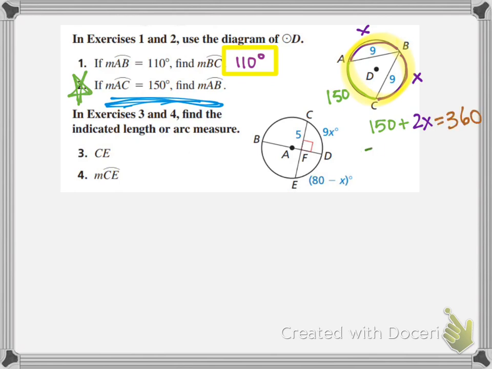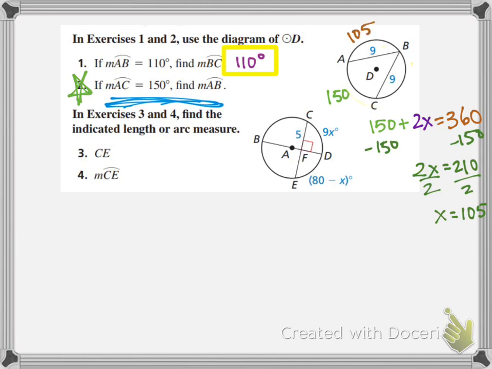So we're going to subtract 150. So 2X will equal 210. Divide by 2. X will equal 105. So the measure of AB would be 105, and BC is also 105. You can check by adding them up and making sure they equal 360. But the measure of arc AB is 105 degrees. We're not going to the beach today, honey.